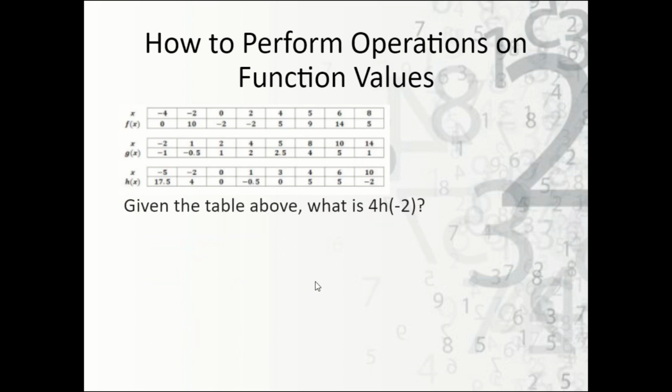Let's look at another example. So this one says, what is 4 times h of negative 2? So when x is negative 2, h of x is 4. So there's our value. And then we want 4 times that. So 4 times h of negative 2 is the same thing as 4 times 4. And 4 times 4 is 16.